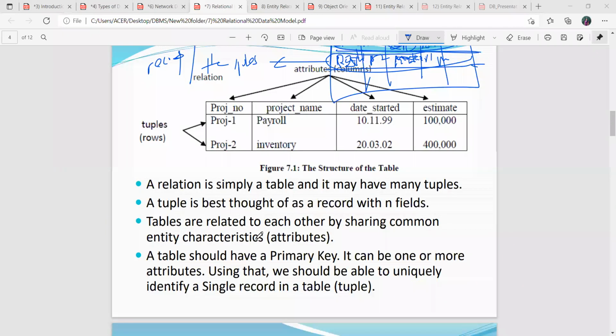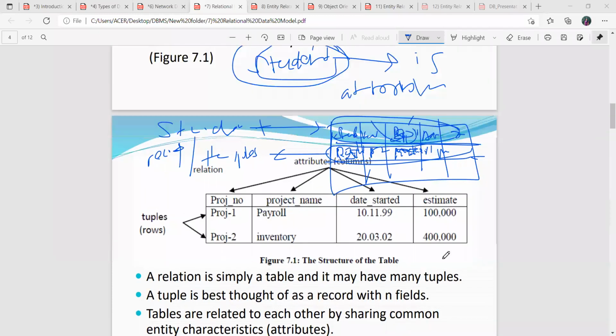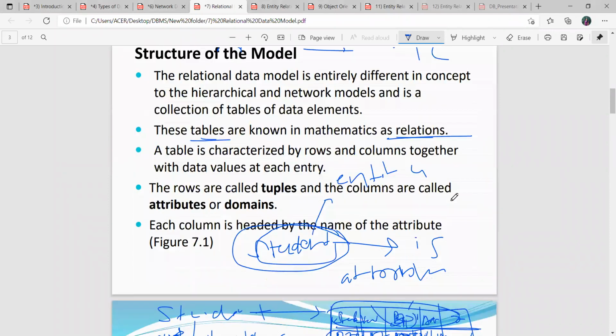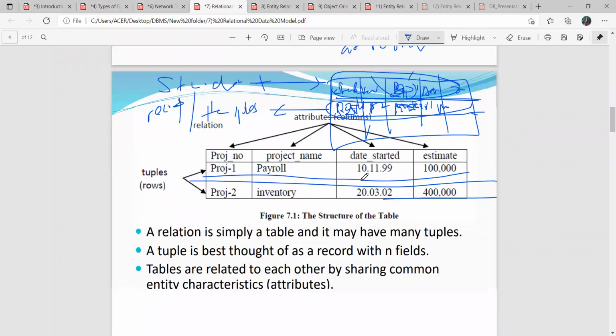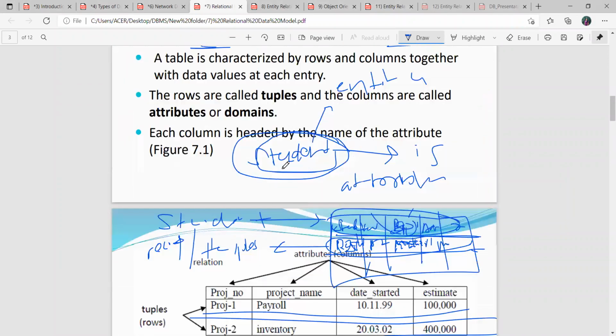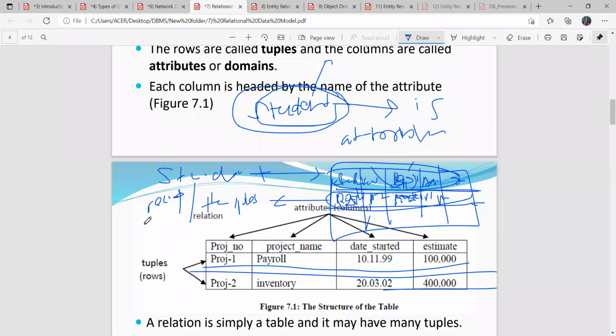Then you can see this is a table. The project name, project number, date start and estimated cost are the attributes of this table. These are rows or tuples. This is the first tuple, this is the record, the second tuple. These are the main features available in a relational model. So this table is known as a relation. So this is the student relation.